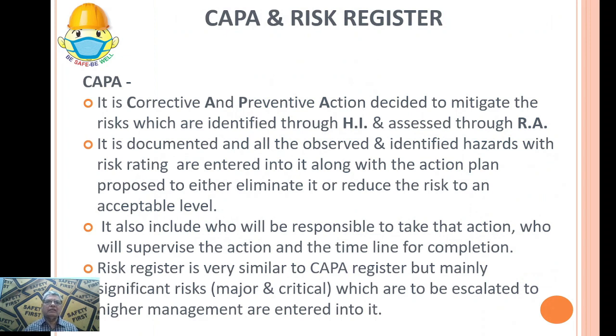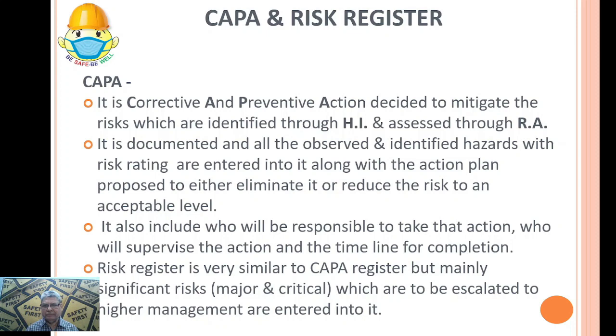So let us try to understand what is the meaning of CAPA and risk registers. Particularly first CAPA and how we create CAPA register, how to create the risk registers. As already said, CAPA means corrective and preventive action. It's an abbreviation of the actions decided to mitigate the risk which are identified through hazard identification and assessed through risk assessment.